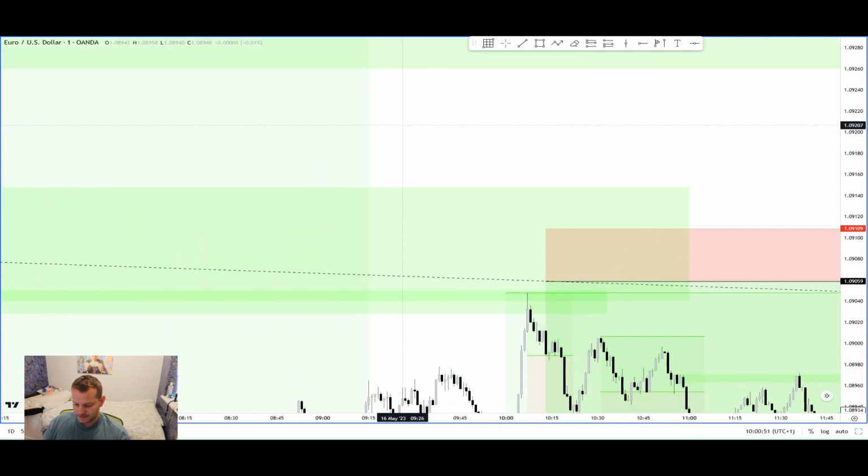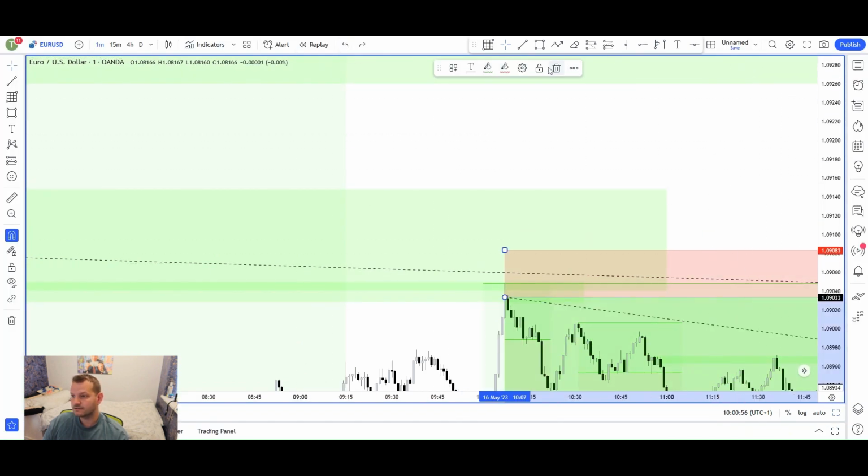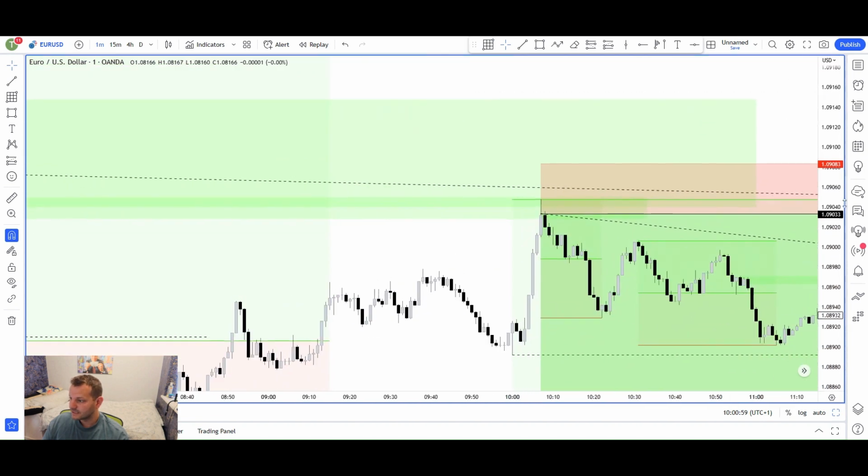Oh bloody hell, I keep moving it, so I ought to lock stuff, ain't I? There you go, let's lock it, because I will probably move it again by mistake.